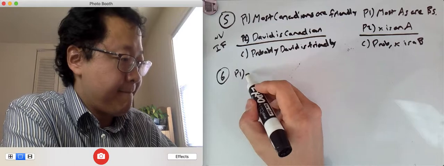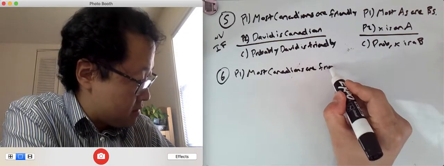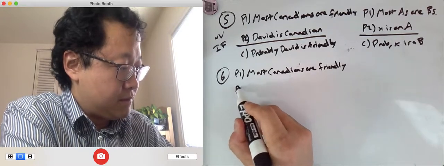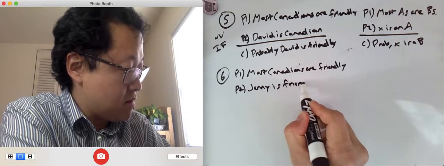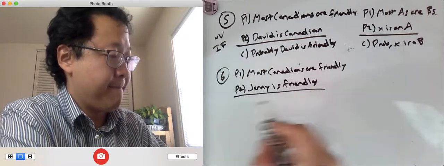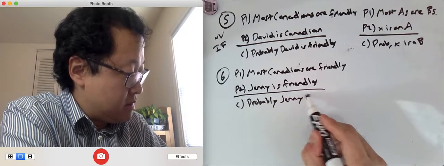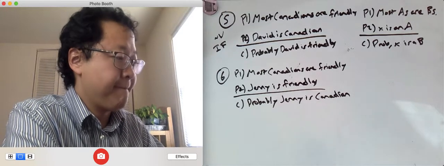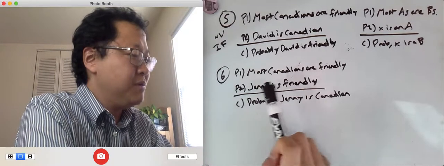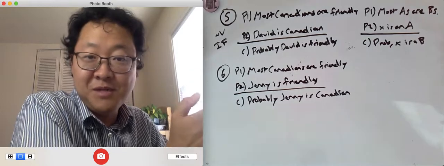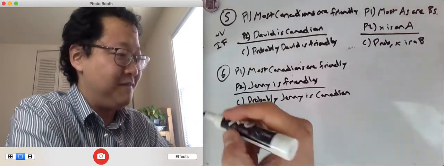Premise 1, let's start with this other early one: most Canadians are friendly. Premise 2, let's make it: Jenny is friendly. Now suppose we concluded probably Jenny is Canadian. Does this follow? Well, suppose it's true that most Canadians are friendly, more than 50%. Suppose you meet someone named Jenny and she's friendly. Does it follow that probably Jenny is Canadian? No, it doesn't.